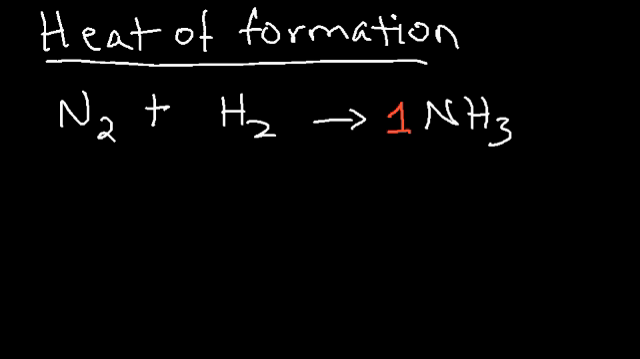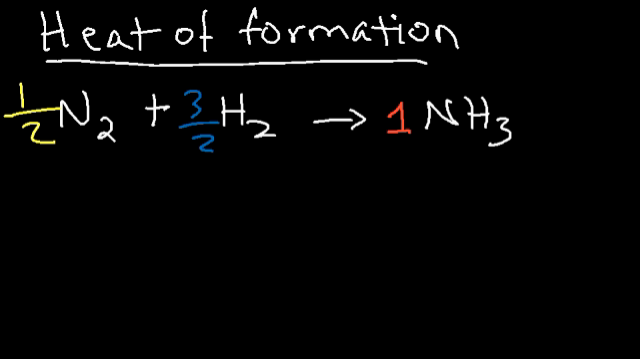So what number do we need to put in front of N2 to balance this reaction? Notice that we have 1 nitrogen on the right side. So 1 divided by 2 is 1/2. And what number do we need to put in front of hydrogen? So 3 divided by 2 is 3/2. And now the reaction is balanced. So that's how you can write the reaction for the formation of a compound from its natural elements in their standard states.